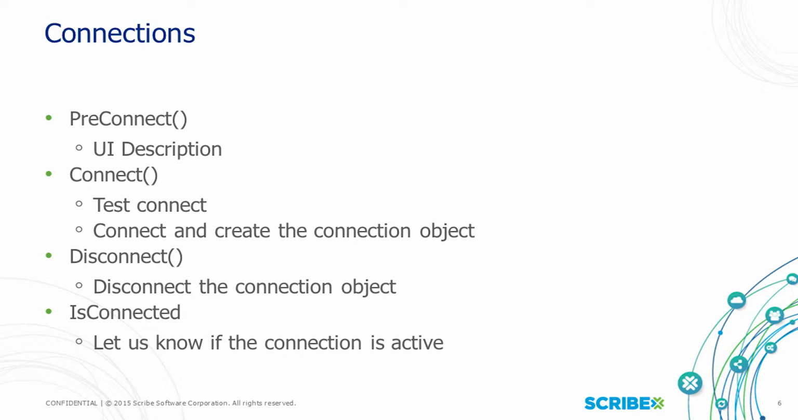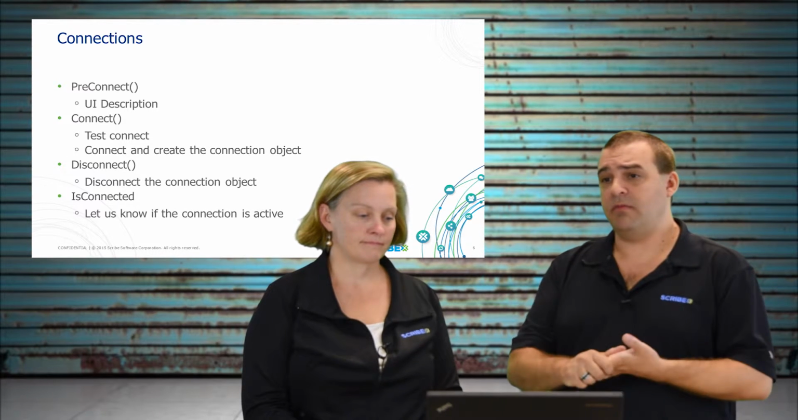Pre-connect. Pre-connect is where you describe in your C# code the form, the fields that you want to display to the user in Scribe Online to collect the credentials for authenticating against your API. So there's the pre-connect method, simply describing a form. And then after that, the Scribe Online agent will display on the screen those fields, username, password, URL, etc., for the user to enter that information.